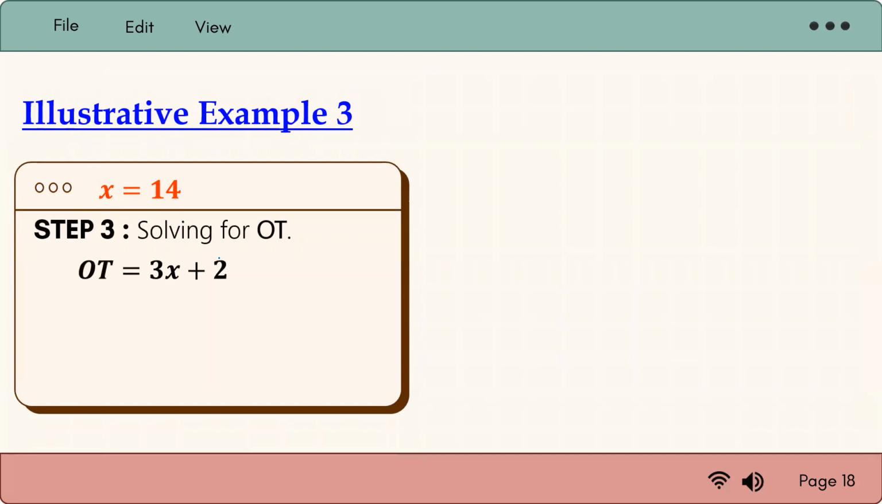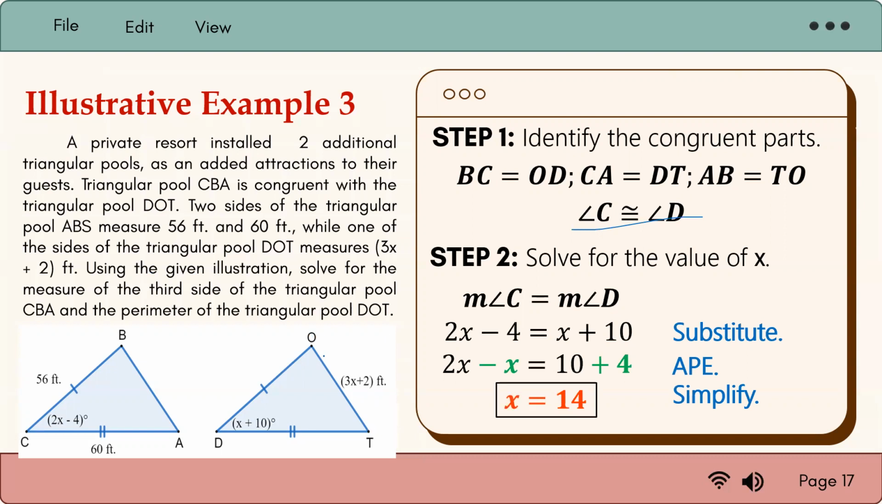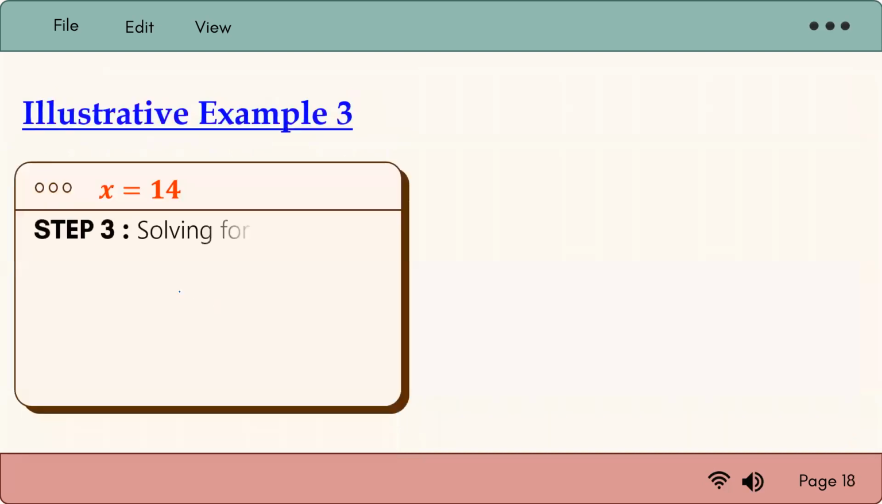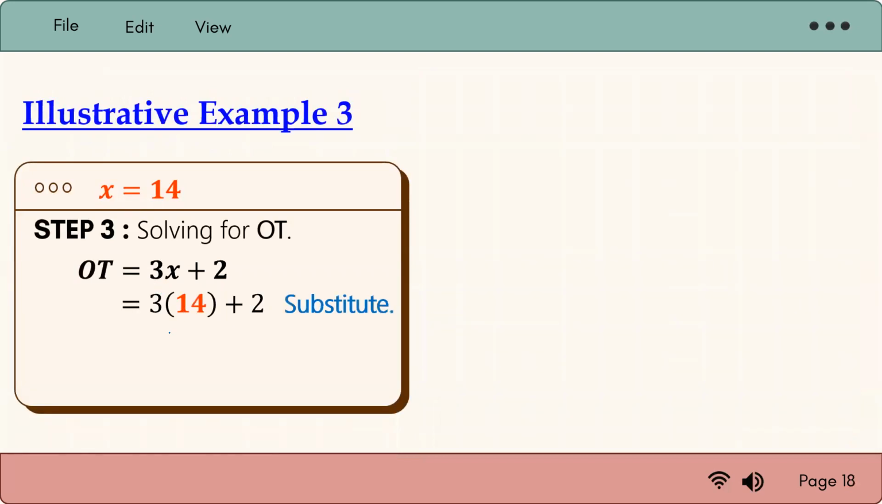Solving for OT. How do we solve for OT? Given the illustration, we need to substitute the x. So OT is 3x plus 2. Yes, 3x plus 2. So 3 times 14 plus 2. 3 times 14 is 42, plus 2 is 44. There. If you can see it this way, then you understand this better. So now you have OT equal to 44.